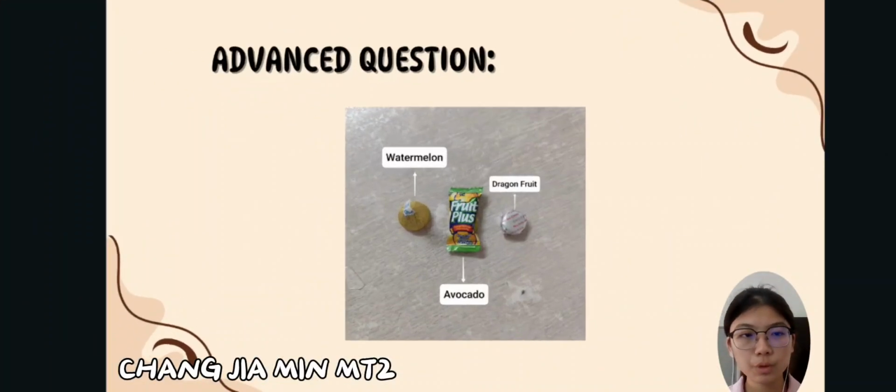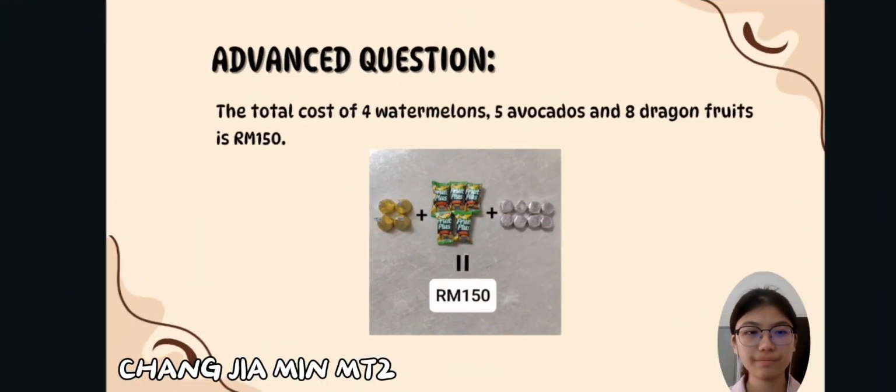In this picture, we can see that I had used 3 different sweets to represent 3 kinds of fruits. At the left is watermelon, in the middle is avocado, and the right is dragon fruit. Okay, now we need to arrange them first in the sequence of the situation given in the question.